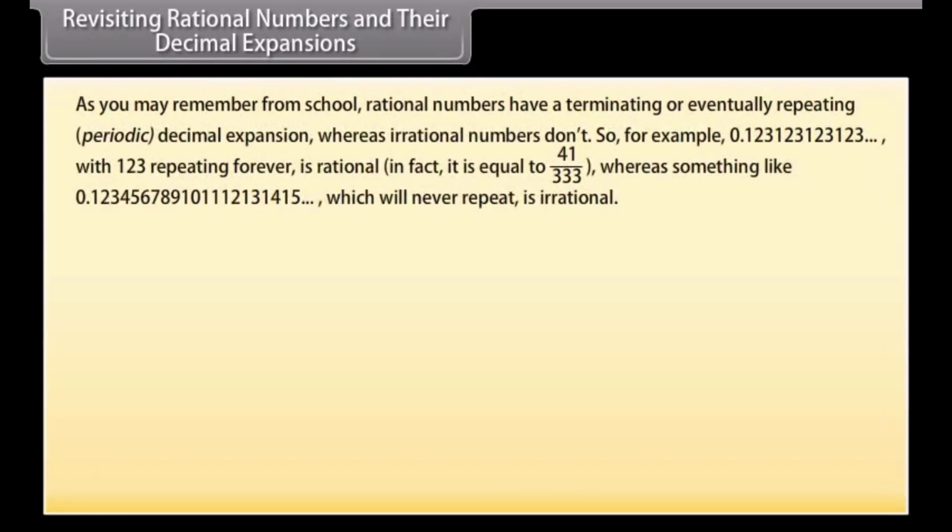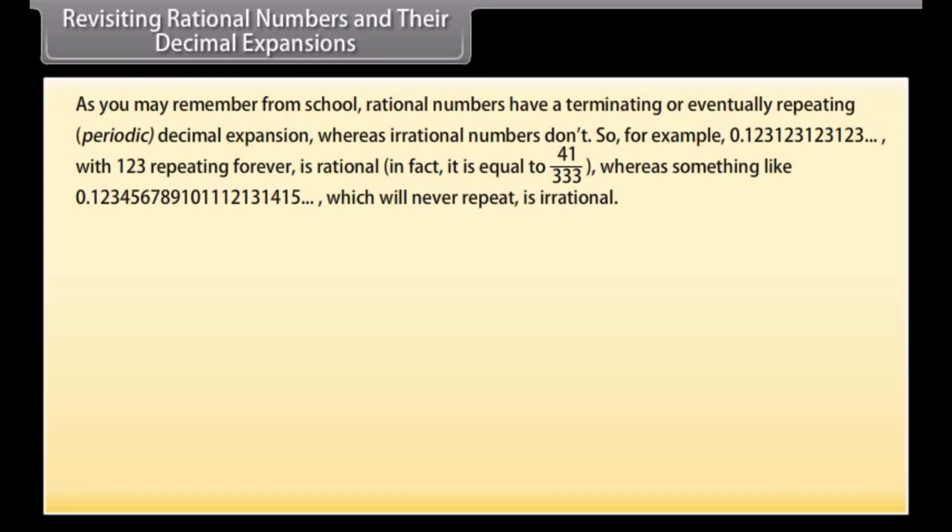Revisiting rational numbers and their decimal expansions. As you may remember from school, rational numbers have a terminating or eventually repeating periodic decimal expansion, whereas irrational numbers don't. So, for example, 0.123123123123 and so on, with 123 repeating forever, is rational. In fact, it is equal to 41 upon 333.